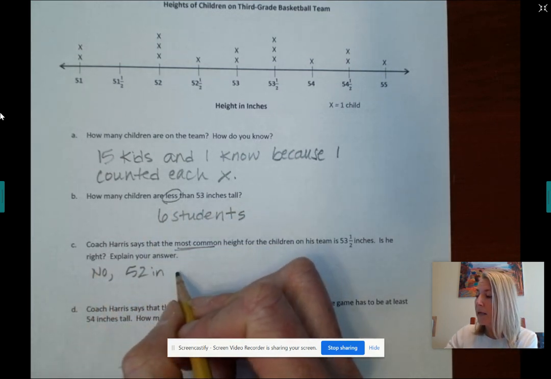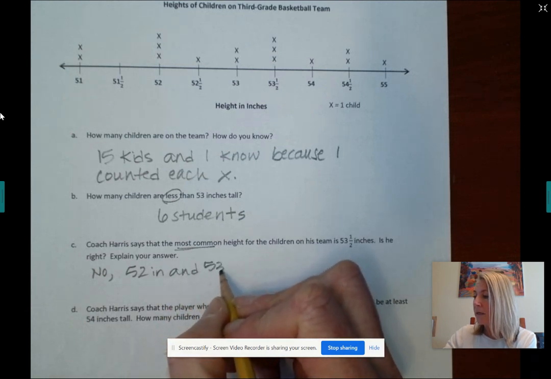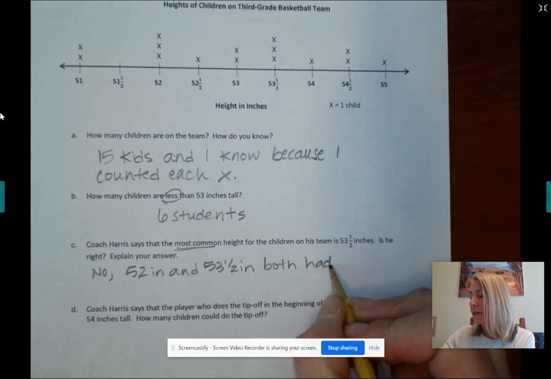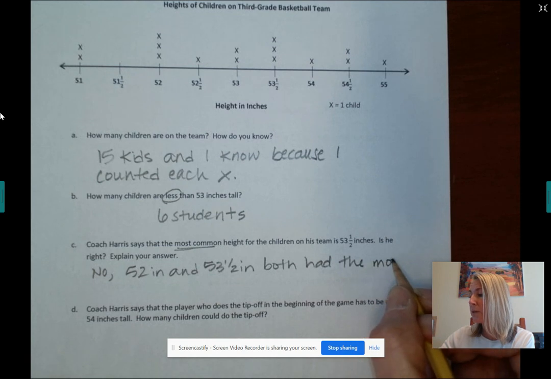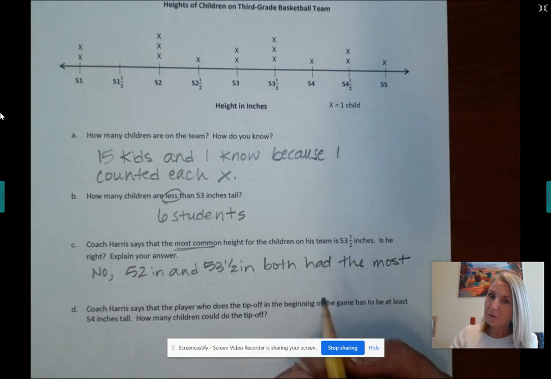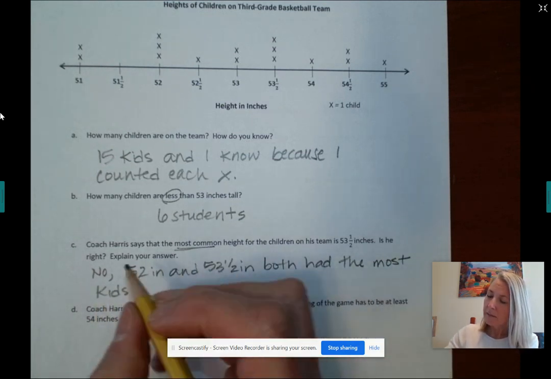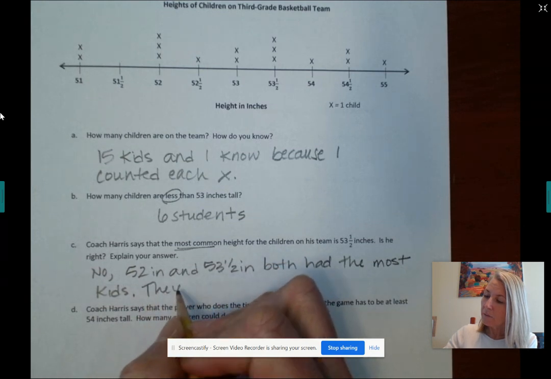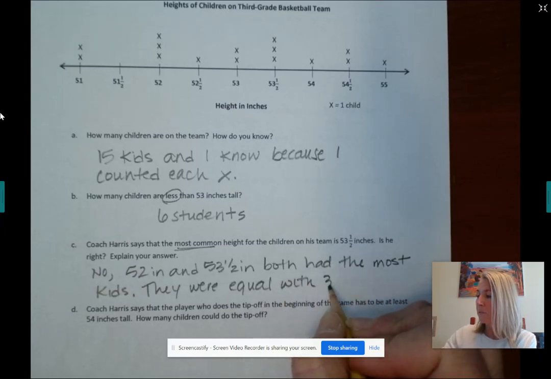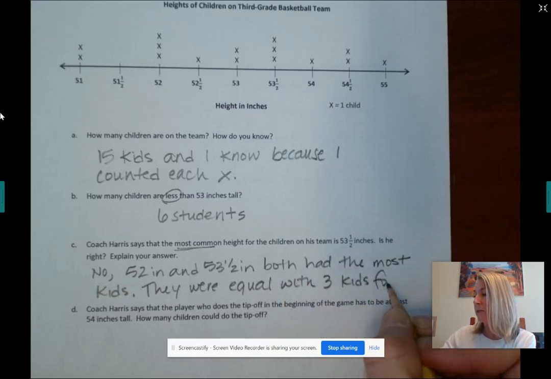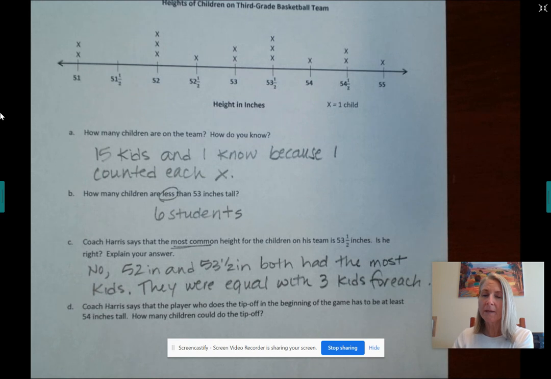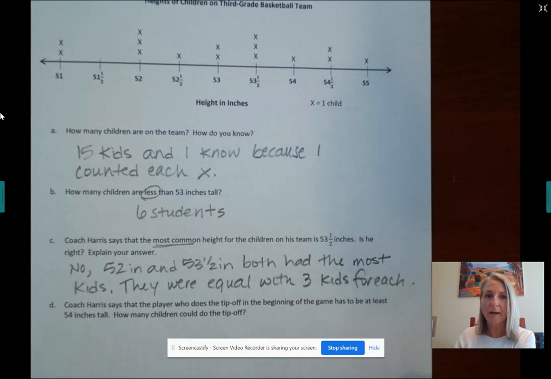52 inches and 53 and a half inches both had the most kids. They were equal, with 3 kids for each. Probably not the most clear language, but I would think it'll get the point across clear enough.